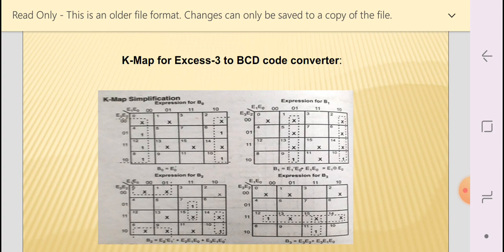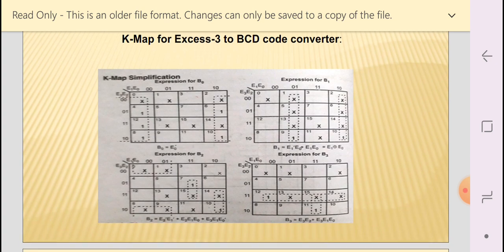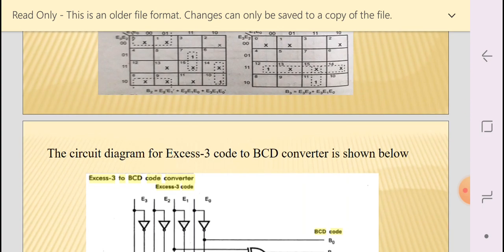Same thing, if you know how to find the minimized expression with the help of a K-map, you can easily do it. That is the input section here, E3, E2, E1, E0. These are the inputs, and for 4 outputs, for 4 logical expressions, you have to do 4 K-maps. That is B0 equal to E0 bar, B1 equal to E1 XOR E0, and B2 and B3 here. That is the logical expression expressed here.